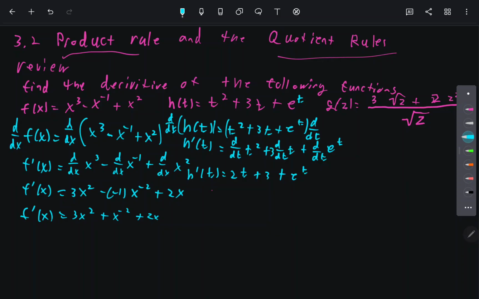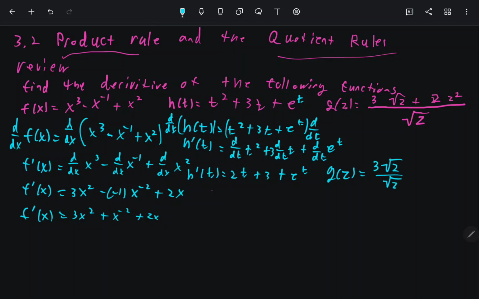Okay, finally, for this last one, my calculus teacher always says do algebra first and then do the calculus. So for g of z, we can simplify this. We can say that this is going to be 3 square roots of z over square root of z plus 2 times z squared all over the square root of z.